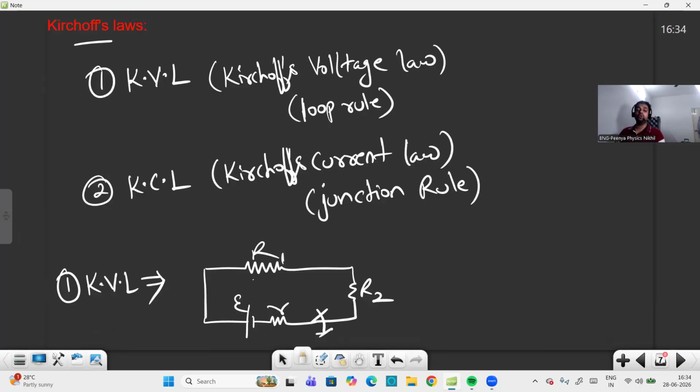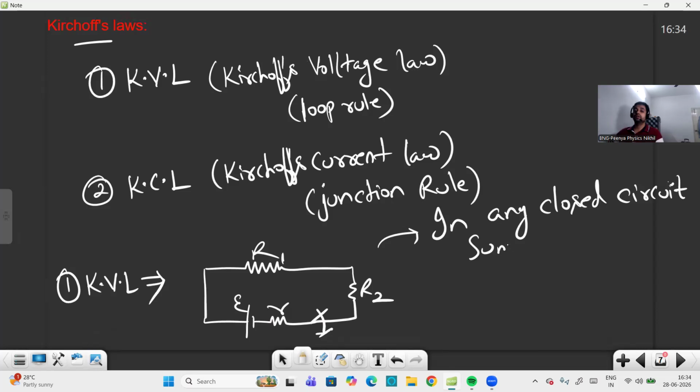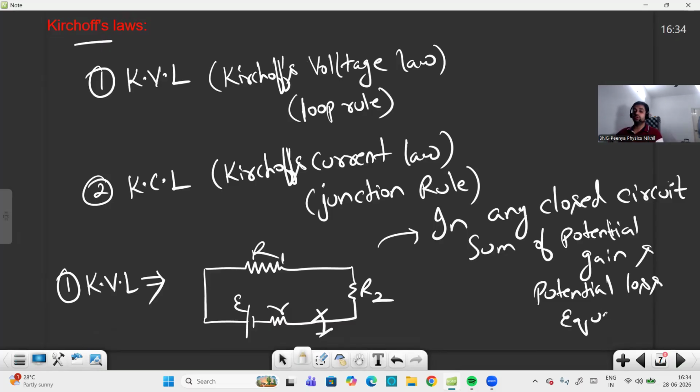So in any closed circuit, you can write that the sum of the potential gain and potential loss equals 0.